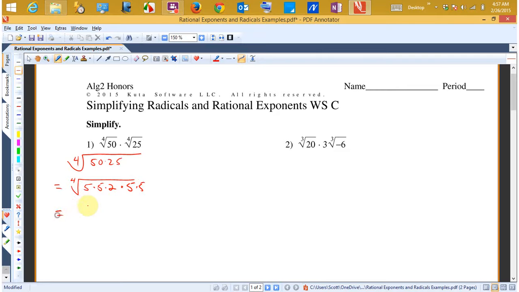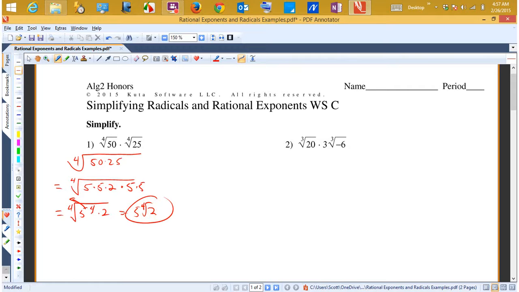So you can see that what I really have is 5 to the fourth power times 2 under the fourth root. So the 5 to the fourth power would come out, giving me 5 times the fourth root of 2.